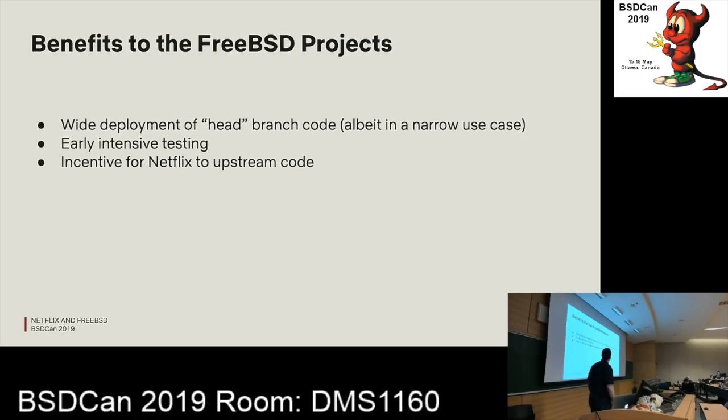Benefits to the FreeBSD project: they get wide deployment of head code, albeit in a narrow use case. I know that we have a relatively narrow use case, getting bits from a disk to memory, encrypting it, getting it out on the wire, on x86, and up till now, Intel x86 64-bit processors. So it's a very constrained use case, but that particular use case gets tested very thoroughly and gets deployed very widely, and I think there's a benefit to the project from that. There's also an incentive for us to upstream our code because we're trying to minimize our differences.